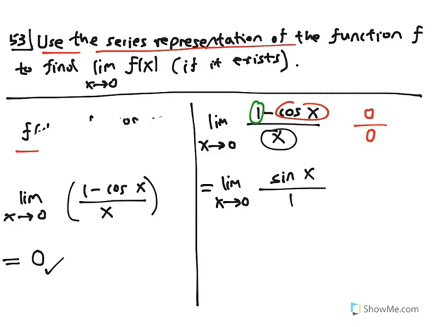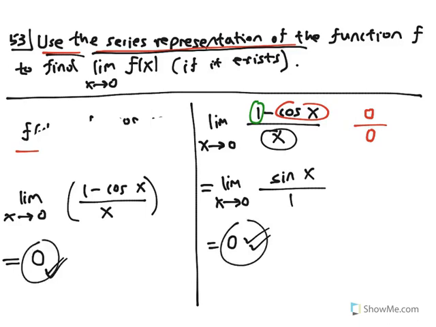Okay, so we've done the derivatives. Now you have the limit as x goes to 0 of sine of x. So you can do direct substitution, and sine of 0 is 0. So you get the same limit. And we're going to do it using power series today. Use the series representation of the function f to find the limit of f of x as x goes to 0, if it exists. It does exist, and it is equal to 0, and we'll get that using power series.